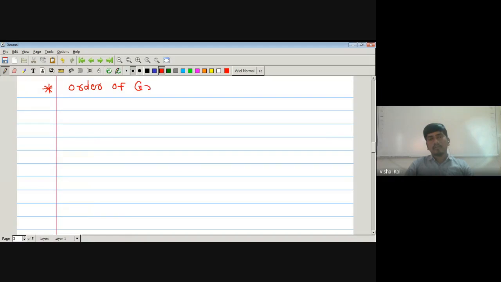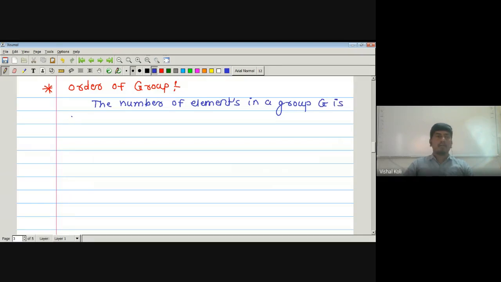Okay, now we will see what is the order of a group. The number of elements in a group G is called the order of a group. So if G be any group, then its order is nothing but the number of elements in that group.